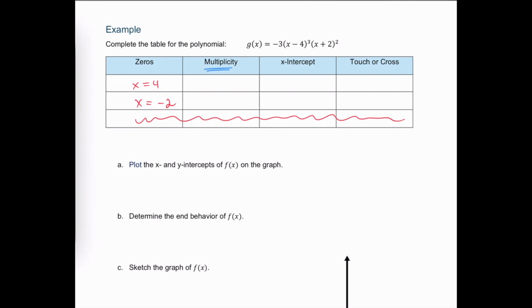Now to determine the multiplicity of each 0, we look at the power on the factor that generated it. x is equal to 4 was generated by this factor. Its power is 3, so the multiplicity of that 0 is 3. x is equal to -2 was generated by this factor. Its power is +2, so the multiplicity of that 0 is +2. Each of these zeros can be turned into an x-intercept by making them into ordered pairs. At this ordered pair, we're going to cross the x-axis because the multiplicity was odd. At this ordered pair, we're going to touch the x-axis and turn around because the multiplicity was even.